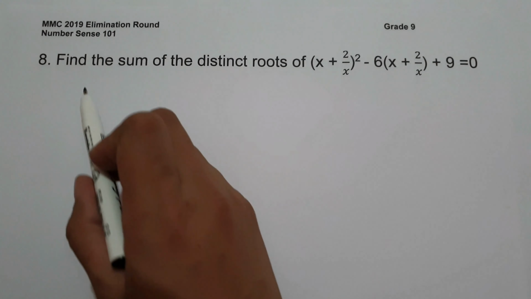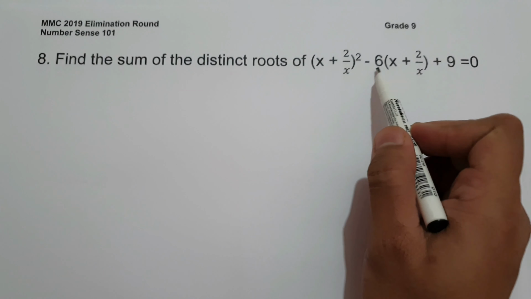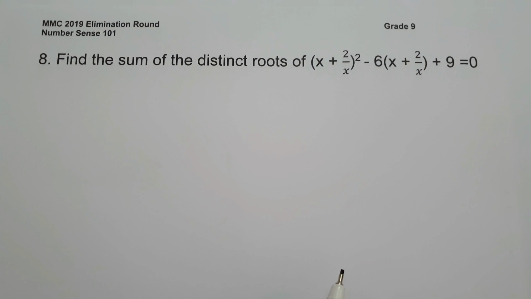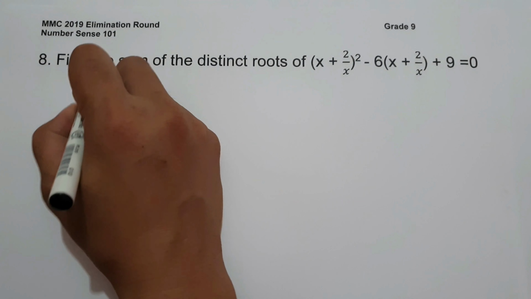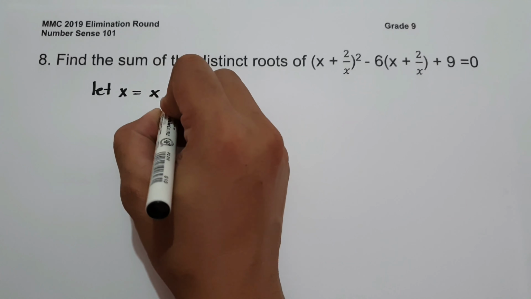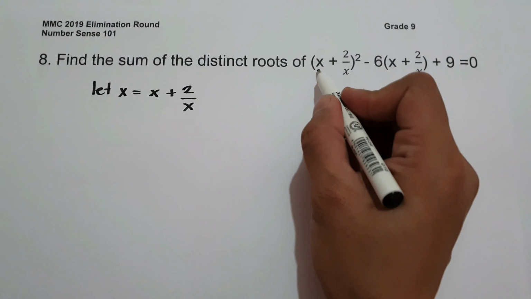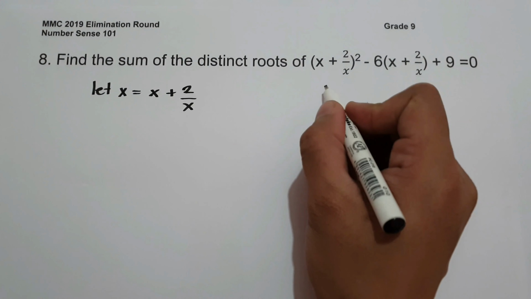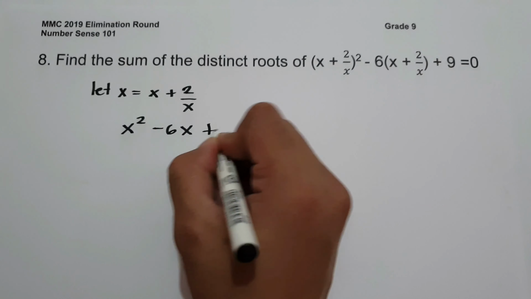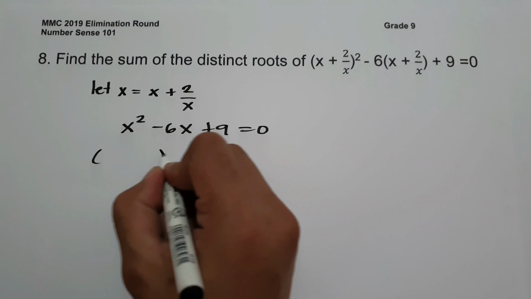For number 8, find the sum of the distinct roots of (x + 2)/x squared minus 6 times (x + 2)/x plus 9 equals 0. So the fastest way to answer this question, let us substitute x as (x + 2)/x. So if we are going to have this equation, we are going to have x squared minus 6x plus 9 equals 0. So let us find the factors of this equation.